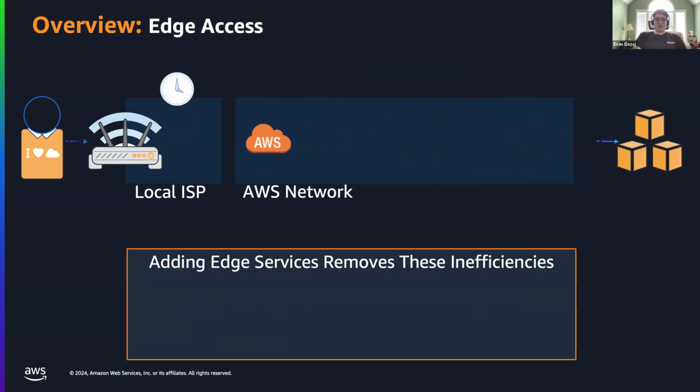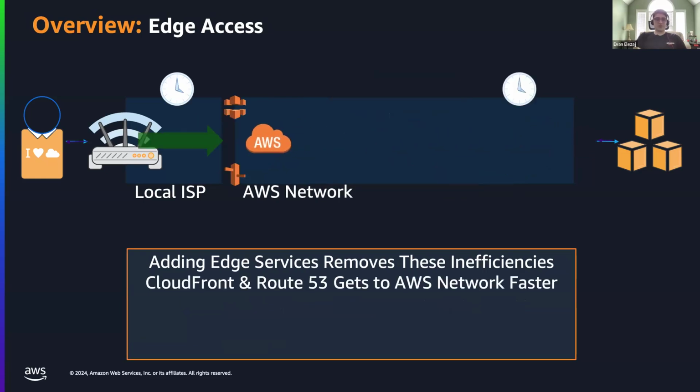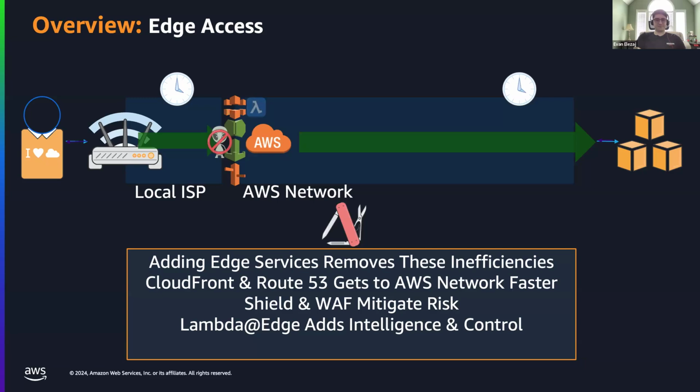Now, adding edge services to your infrastructure can remove these inefficiencies. Services like CloudFront and Route 53 will get your users' traffic into the AWS network much faster. And services like Shield and WAF can help mitigate that risk from any attackers in the middle. Additionally, there are other services like Lambda at Edge that add a level of intelligence and control, but overall, the result is drastically improved efficiency.